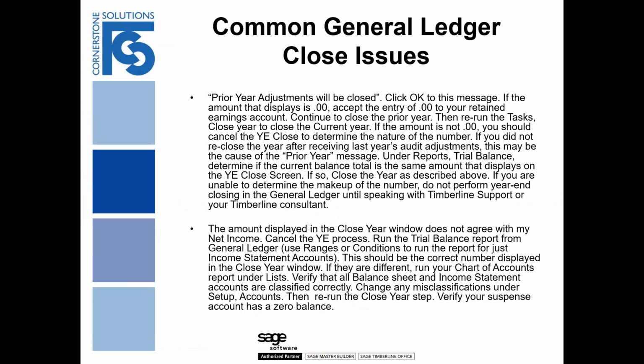And you might have a situation where, on the second bullet point, the amount displayed in the close year window does not agree with my net income number. That's something you should verify: that the number that's actually being closed out is the right amount. And here's why. Maybe during the year, somebody set up a new expense account, account 6510, and when they set it up, they didn't change the account type. They left it as an asset.